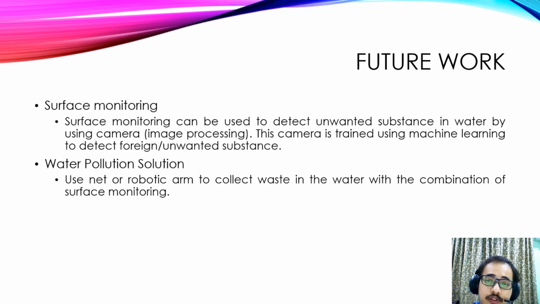For future work, we propose surface monitoring, which we can use to detect unwanted substances in the water by using a camera. This camera can be trained using machine learning to detect foreign or unwanted substances on the surface of the water. As a water pollution solution, we can use a net or robotic arms to collect waste in the water, in combination with the surface monitoring. And that's all for our project.